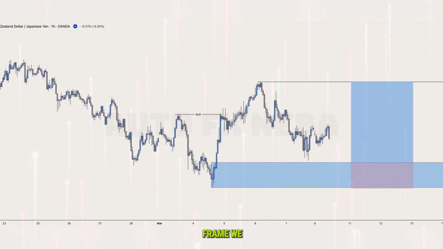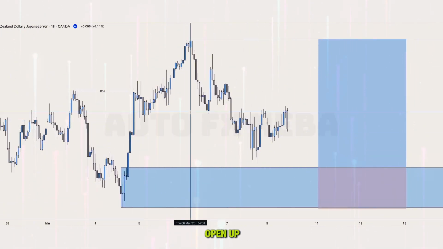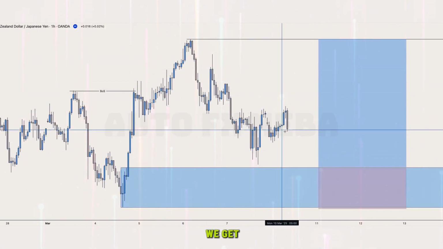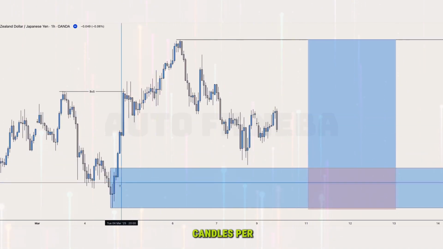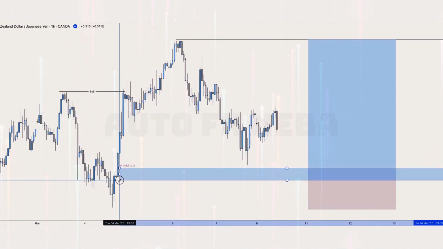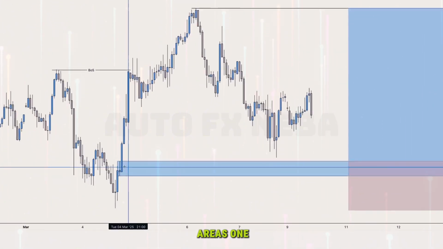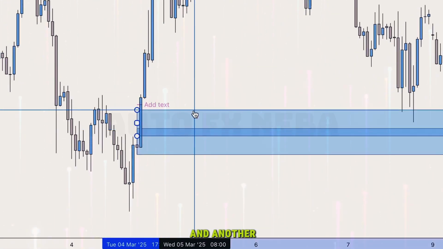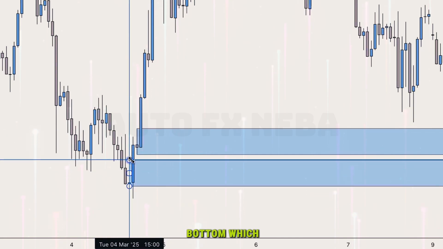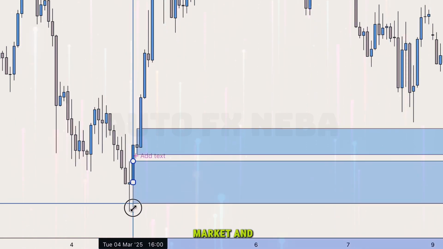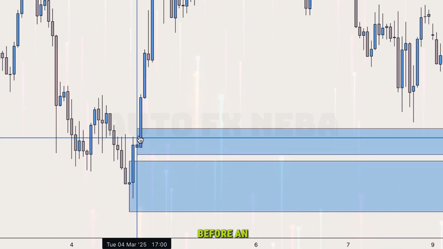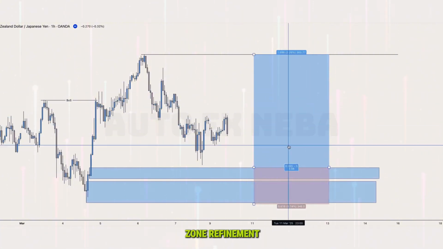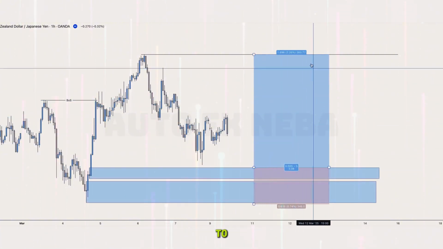Dropping down to the hourly time frame, we see immediately more candles open up. Basically what we do here when we go from the 4 to the 1 hour is times the amount of candles we get by 4, right? Because we're seeing 4 candles per each individual 4-hour candle. Now we have two areas, one area of demand here, which is the last candle before this impulse away, and another here, this larger one at the bottom, which is the very low of this market. And this again is a last candle before an impulse away. So at this point, we can work out what to do in terms of zone refinement and see what we've got in terms of opportunities to increase the risk reward.